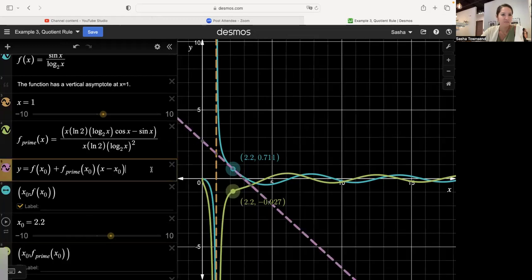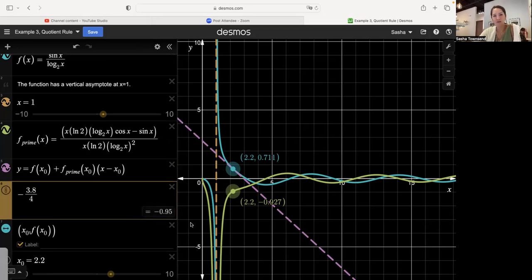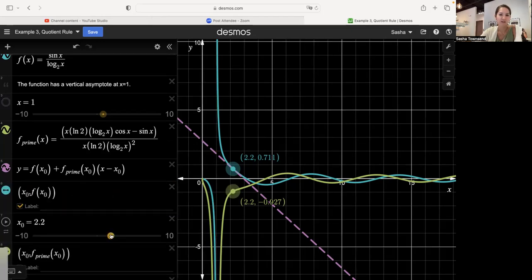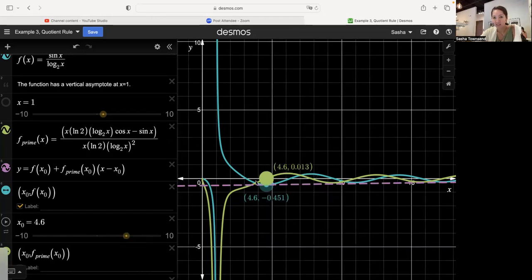So let's see. Negative 3.8 divided by 4. It's approximately negative 0.95, which is approximately the same as the negative 0.927 that the calculator, or the Desmos.com website, is giving us. So we can see that the slope of the tangent line and the derivative values match. And of course you can vary your x values and say, okay, there I should have a 0 slope, horizontal tangent line. And it looks like I do.